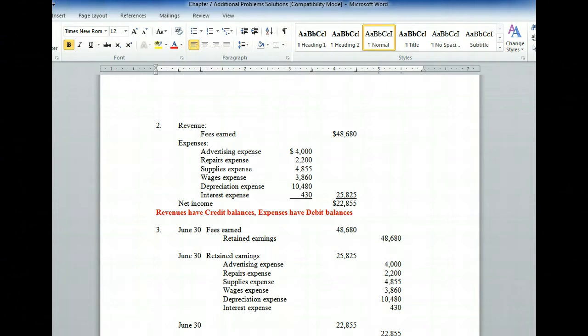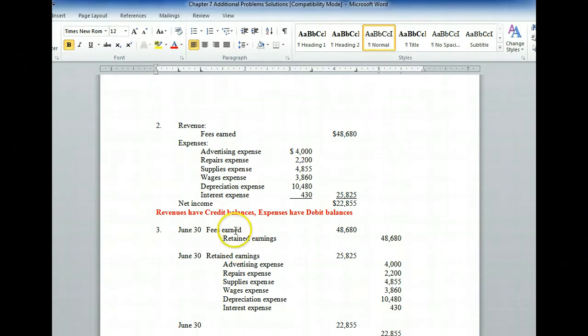So when we want to set those revenue accounts to zero, we need to debit the revenue account, and we close it. Remember, when we close these temporary accounts, we close them to retained earnings. Retained earnings holds the accumulation of all net income the company's ever made. And remember, we take dividends out of that. So it's all net income that has been retained by the company.